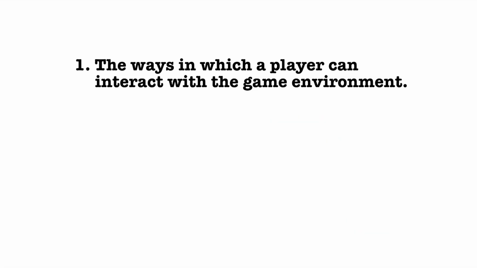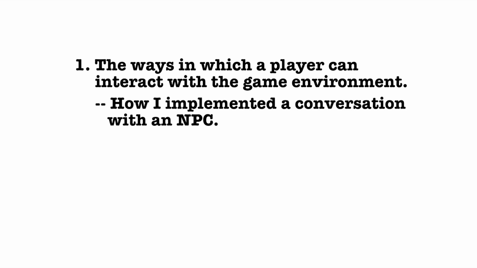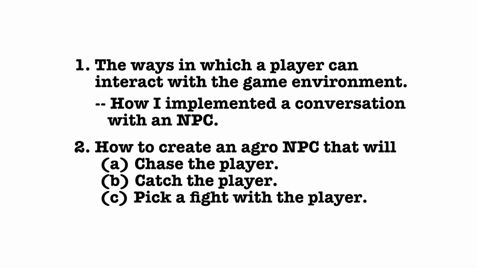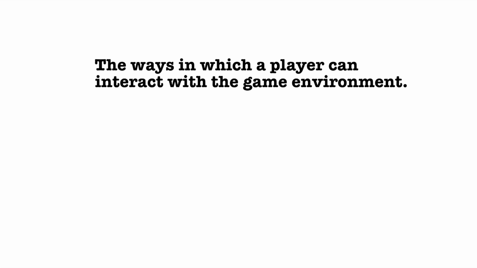First, the ways in which the player can interact with the game environment. In this section, I will also talk about how I implemented the player's conversation with the NPC Old Ben. Second, I will talk about how to implement an NPC that will chase a player and then pick a fight with him. So this brings us to section number 4, the player's interactions with the environment.